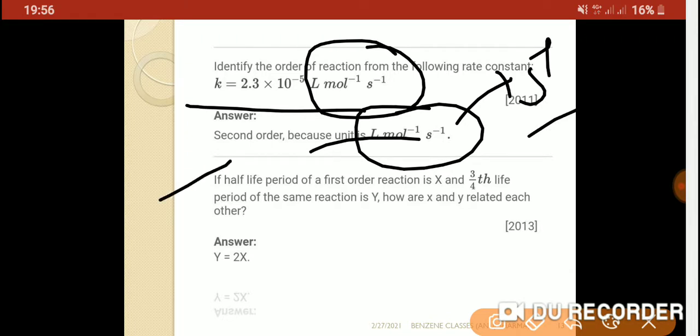The second question says that if the half-life period of a first order reaction is x and the 3/4 life period of the same reaction is y, how are x and y related to each other?